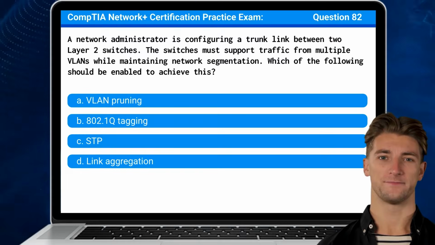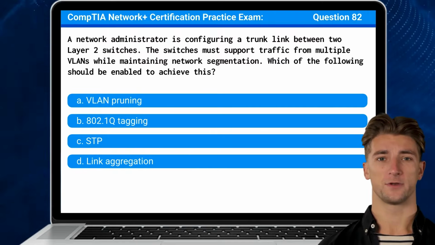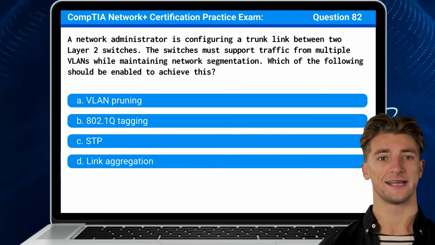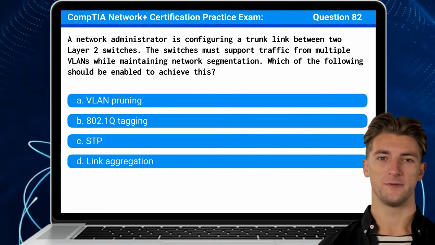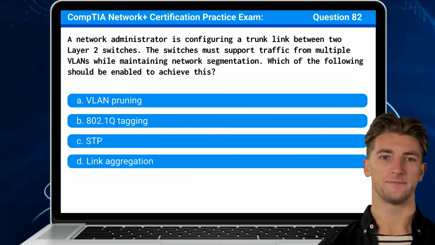Question 82. A network administrator is configuring a trunk link between two layer 2 switches. The switches must support traffic from multiple VLANs while maintaining network segmentation. Which of the following should be enabled to achieve this?